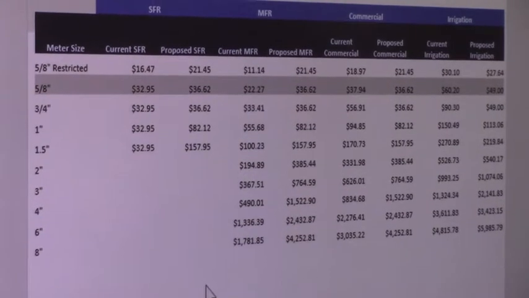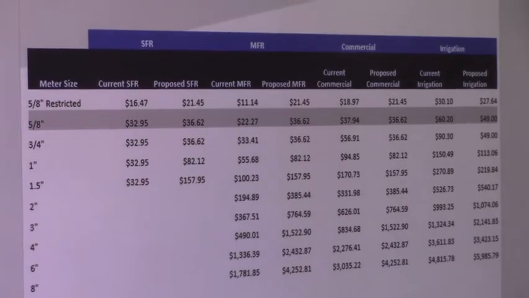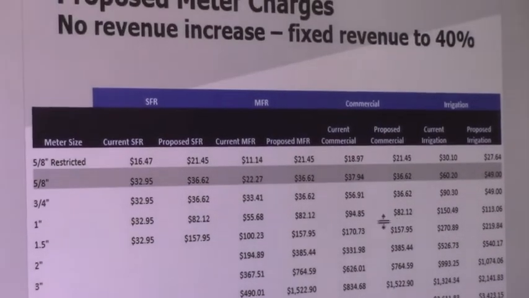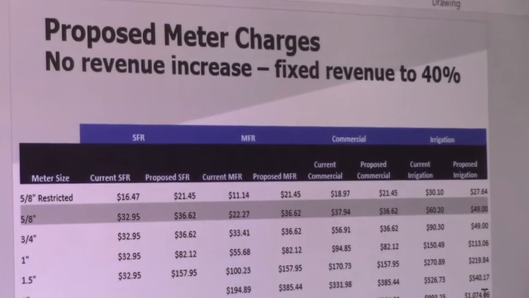So when you devise fixed service charges for each of those customer classes, they would be the same for all three customer classes, and they would be higher for irrigation, because you're capturing more of those peaking costs.